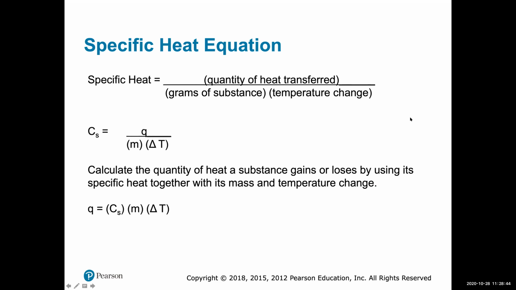The specific heat equation is the amount of heat that's transferred, Q, divided by the mass, grams of substance, times the change in temperature. So you should be familiar with this equation and know how to use it. One of the key things is remembering that you need to have the mass in grams. Temperature can be Kelvin or C, it doesn't matter because you're doing a difference, but the mass has to be in grams.